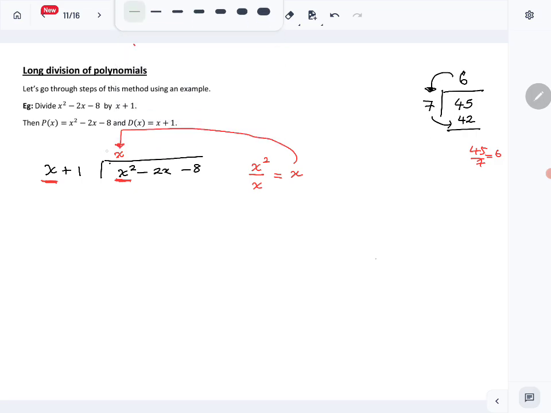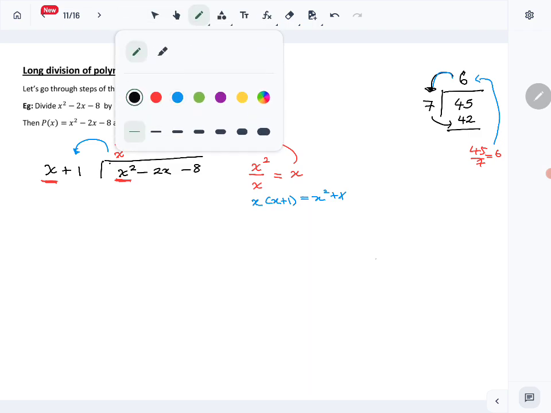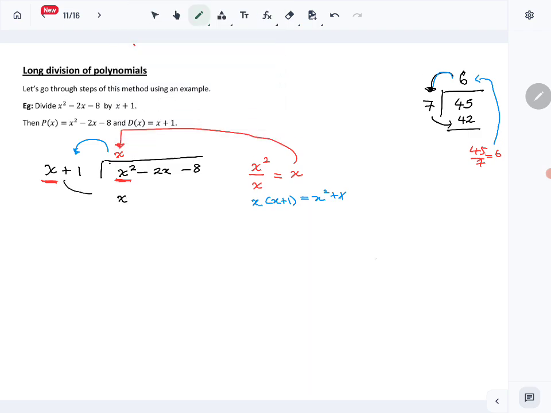Then what's the next step? In normal long division, you will multiply this 6 with the divisor and put it under. So same thing. You multiply x with the divisor x plus 1. What do you get? x squared plus 1. Sorry, x squared plus x. So you put that under the same type of terms. x squared under x squared, x under x. Right. That's the first step of long division.